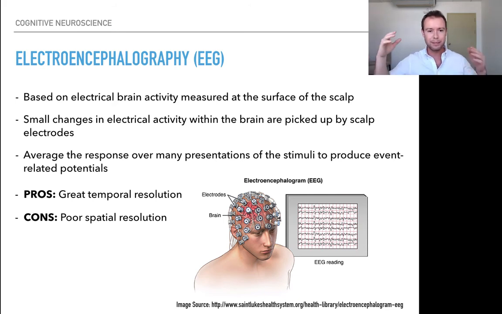Now, in terms of the spatial resolution as well, you can have different configurations of EEG electrodes. So you can have up to 256 of these electrodes on the scalp. And you can make some inferences that, yes, this region is active, but it's limited to about 5-10 centimeters of activity.